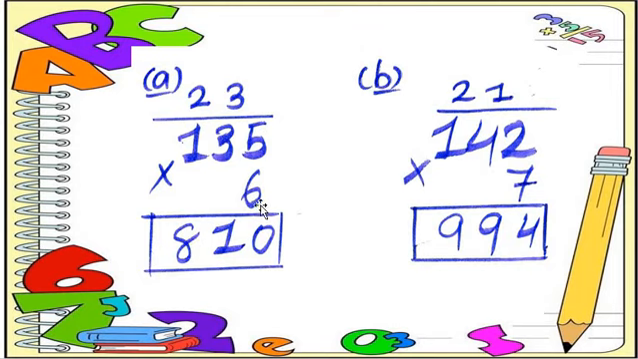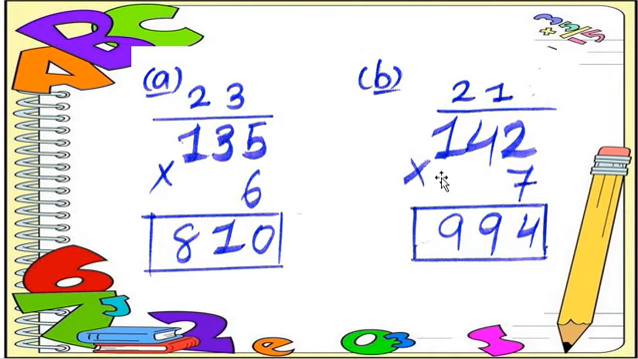6 5s are 30. So 0 here and 3 as carry. Then 6 3s are 18. 18 plus this carry 3 is equal to 21. So 1 here and 2 as carry. Then 6 1s are 6, 6 plus 2 is 8. So 135 multiplied by 6 is equal to 810. Got my point, all students?